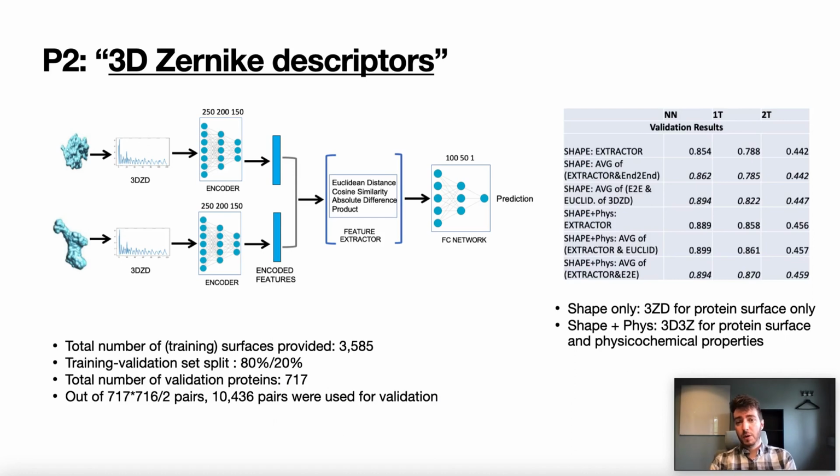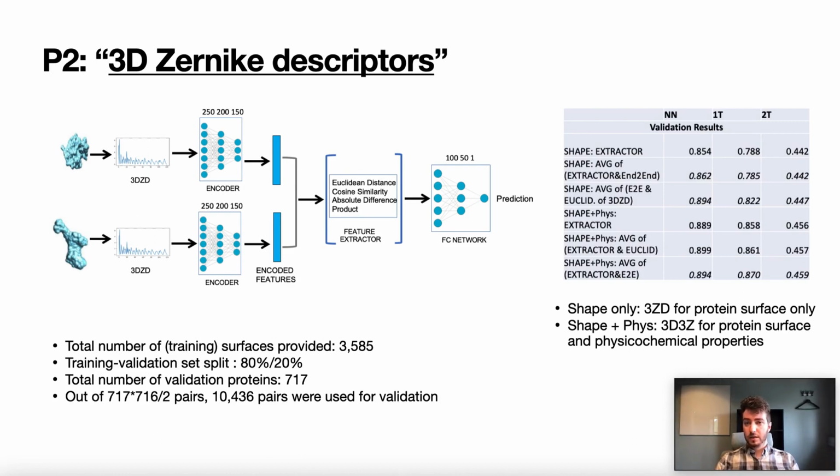The second group proposed the use of 3-dimensional Zernike descriptors in a deep neural network framework. It takes 2 Zernike descriptors in the form of vectors of 121 features. Descriptors are then encoded. Encodings were used in 2 settings. In the first architecture, the encodings are further compared in terms of Euclidean distance, cosine similarity, absolute difference, or dot product.